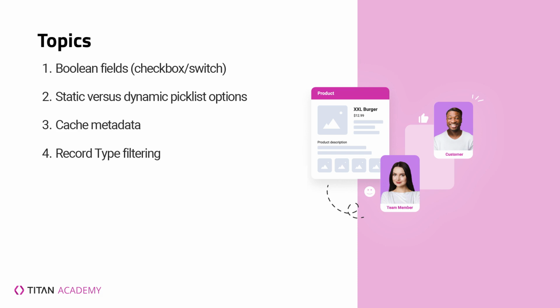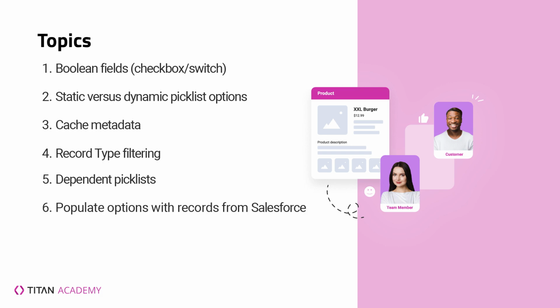We'll show you how you can filter some of the items in your pick list based on record types in Salesforce. We'll show you how you can set up dependent pick lists using your dependent pick lists in Salesforce. We will show you how you can populate options in your pick list with records from Salesforce instead of with pick lists from Salesforce, how you can bring distinct options into your pick lists, and finally, just some interactivity, how you can set value, clear the items, or activate items in your pick lists.